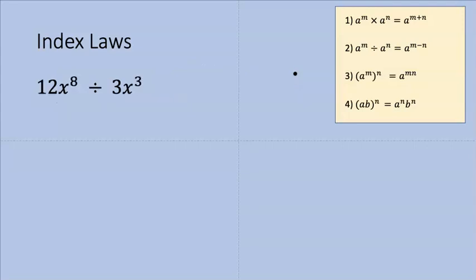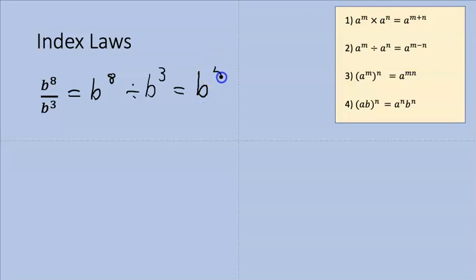Now, if I look at division cases, I've got numbers here again. So I underline my numbers and double underline my x's. 12 divided by 3 gives me 4. x to the power of 8 divided by x to the 3 gives me x to the power of 5. Now this one here is written as a fraction. And if it's written as a fraction, that means I've just got b to the 8 divided by b to the 3. And all I do is just take away the powers. What's 8 take away 3? It's 5.